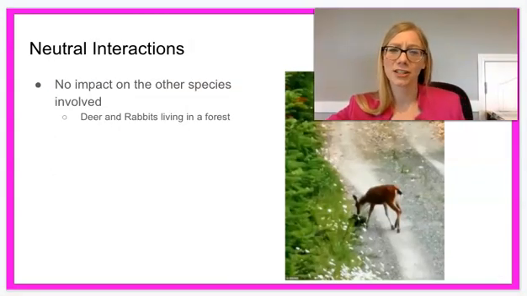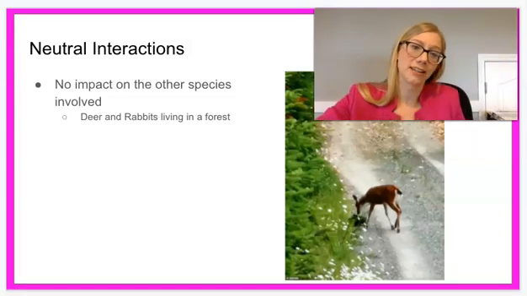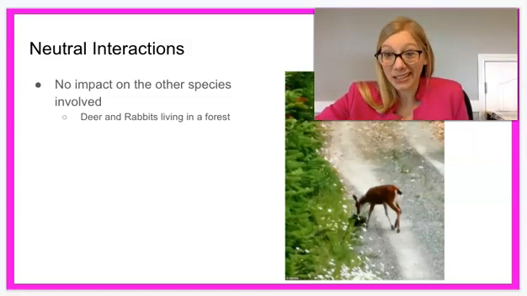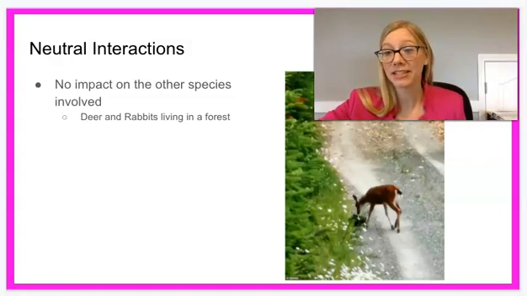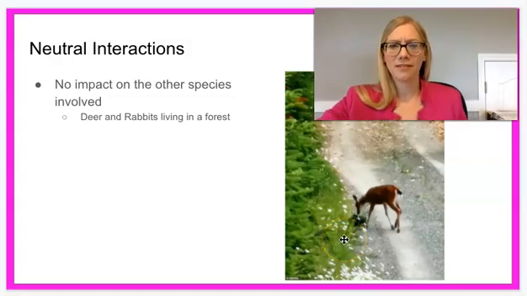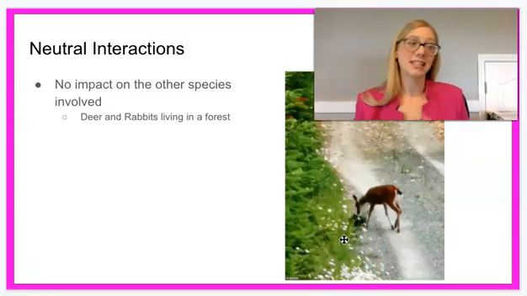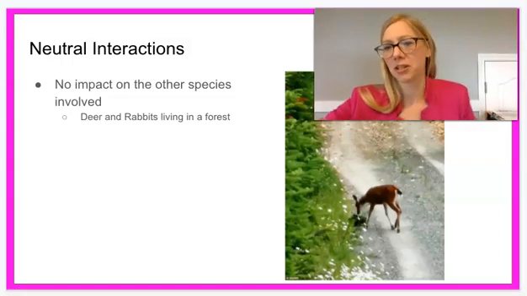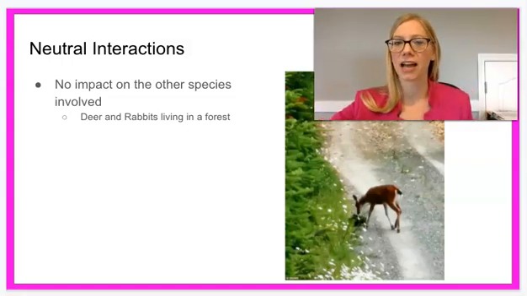A neutral interaction is where one species really doesn't impact the other one. So when we look at deer and rabbits, here they happen to be on the road trying to cross over, but them living in the same forest really doesn't influence one another or the survival of one another. They're just both there and interact.